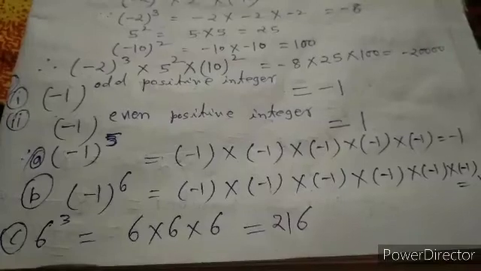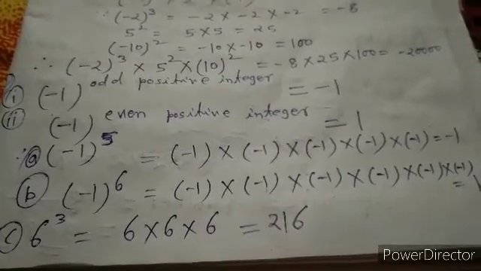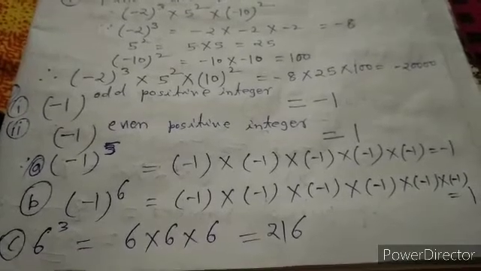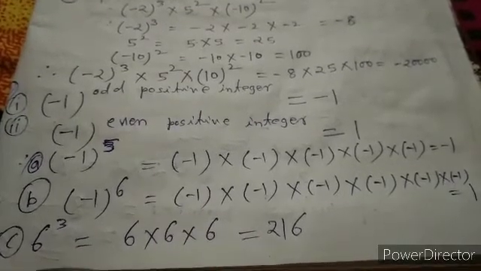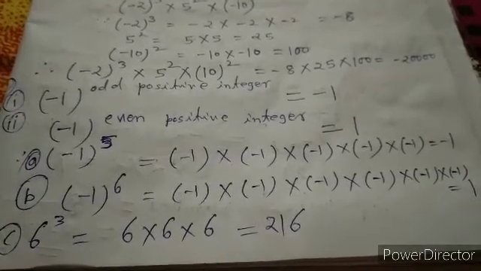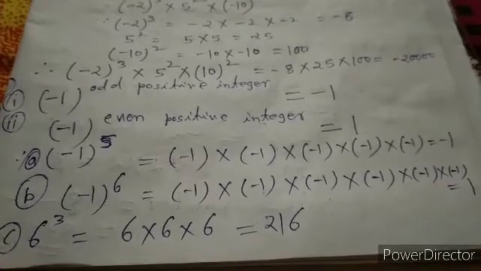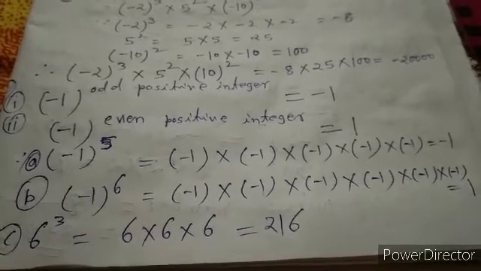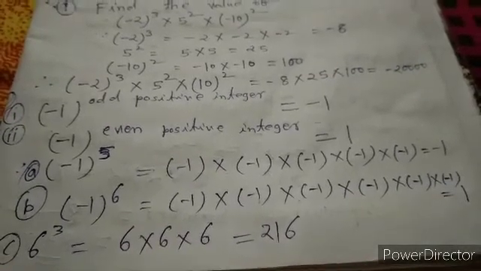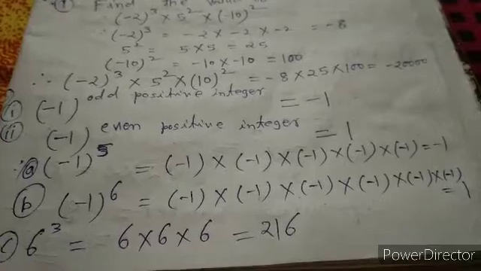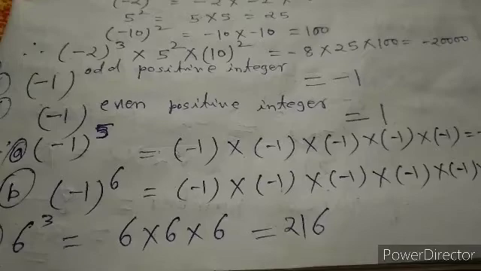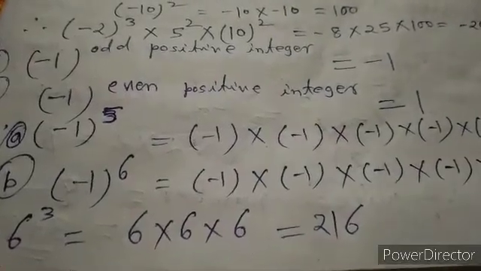For example, minus 1 to the power 5 can be written as minus 1 into minus 1 up to 5 times, which is equal to minus 1. And minus 1 to the power 6 is written as minus 1 into minus 1 into minus 1 up to 6 times. Since negative integers are multiplied an even number of times, its sign will be positive. That means its value will be equal to 1. 6 cube is equal to 6 into 6 into 6, which is equal to 216.